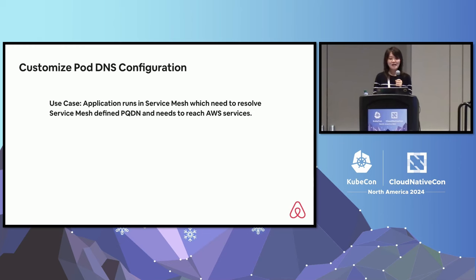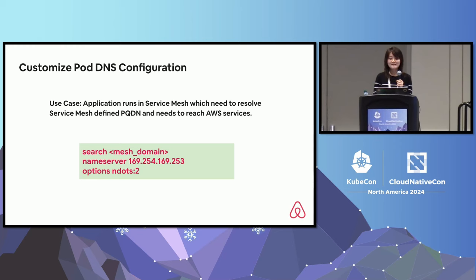Applications running in the service mesh can reach other applications using the PQDN format, defined as service name dot namespace, and the full DNS record is service name dot namespace dot mesh domain, and this mesh DNS is stored in Route 53. So we can define that the search list contains a search domain and the ndots set as 2. The name server is Route 53. The mesh PQDN only contains one dot, so it will always be appended with the mesh domain first, then a query is sent out to the name server, which is what we want.